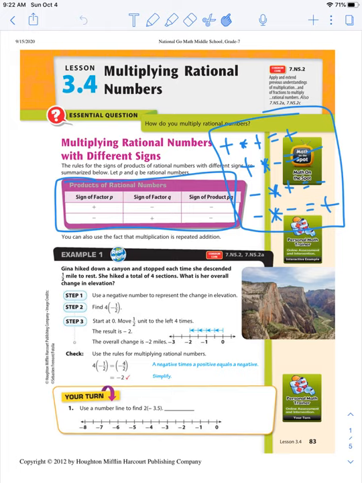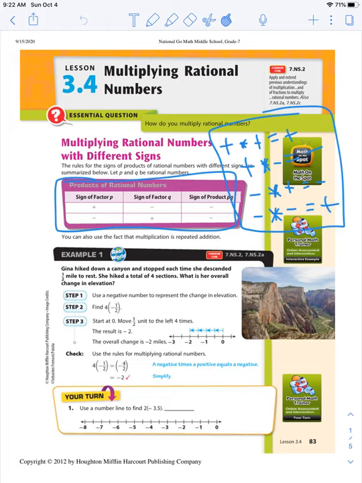All right, example 1. Gina hiked down a canyon and stopped each time she descended half a mile to rest. She hiked a total of 4 sections. What is her overall change in elevation? Well, she descends half a mile 4 times. So we're going to multiply 4 times negative 1/2 because she's descending. We're going to represent it with a negative. She's going down.